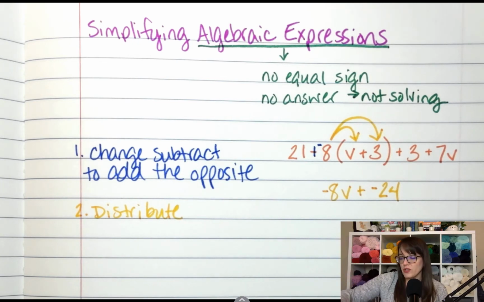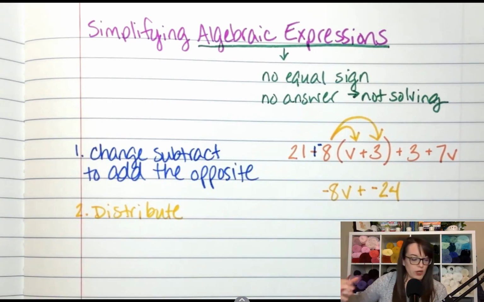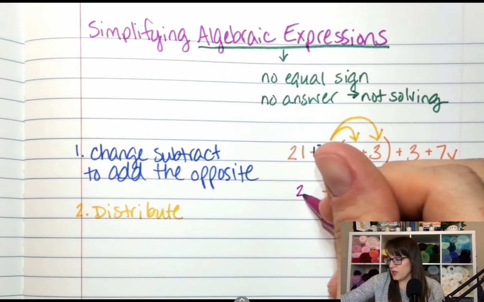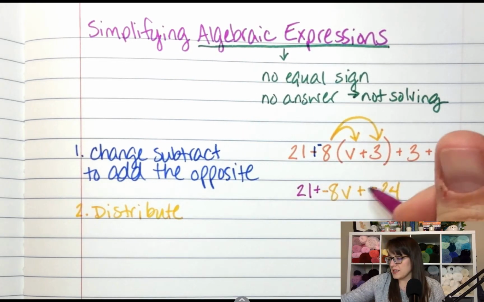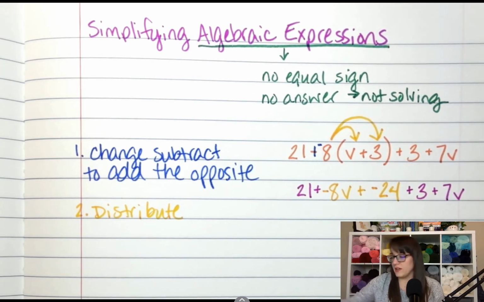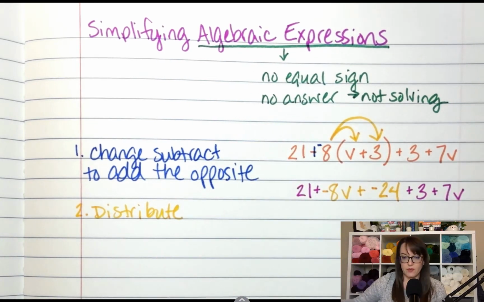All right, once we've distributed, after every step, you want to rewrite everything else. So we've got 21 plus, because there's a plus sign, and then over here you've got plus 3 and plus 7v. So after each step, rewrite the rest of the stuff. All right.